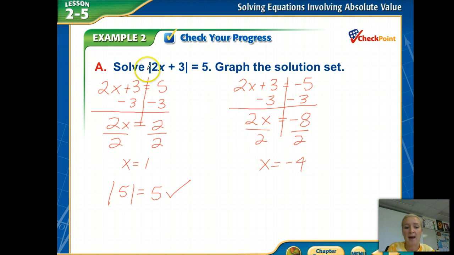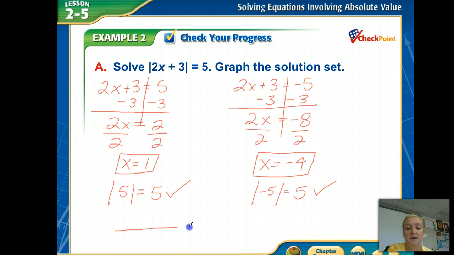So I'm going to plug that one back in. 2 times -4 is -8. -8 plus 3 is -5. But the absolute value of -5 is also equal to 5. So I have a solution of 1 and -4.